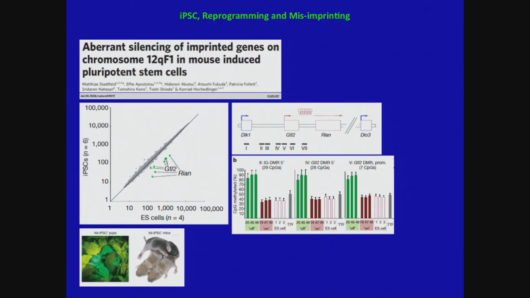Okay? Now, I think I put one slide of this. This is again from Conrad and Matthias Stadtfeld's paper. This is a Nature paper that at that time made a lot of noise. They tried to compare lines, and they found that some of the murine iPS cells could not contribute to what is called tetraploid complementation.